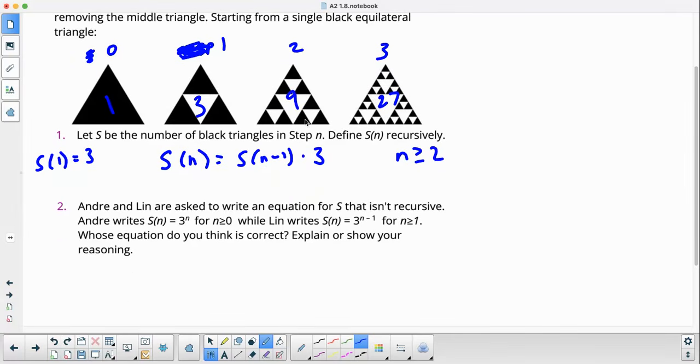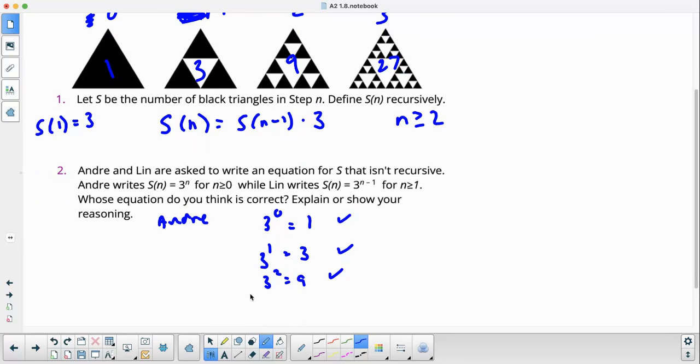All right, if I use the steps like I had, let's go with Andre first. So 3 to the 0 should give me 1, which it is. 3 to the 1 for step 1 should be 3. These both work. Step 2 would be 9. That works. And then step 3, 3 cubed is 27. So Andre's works.